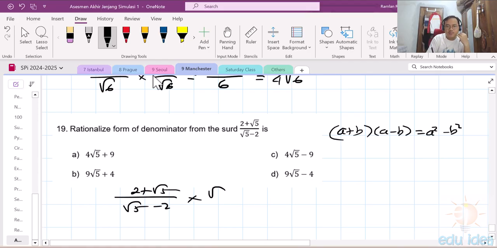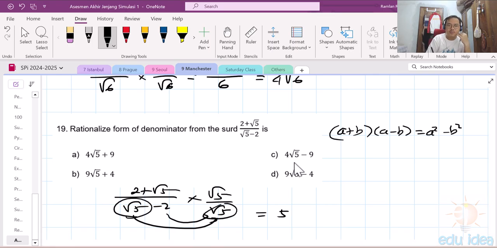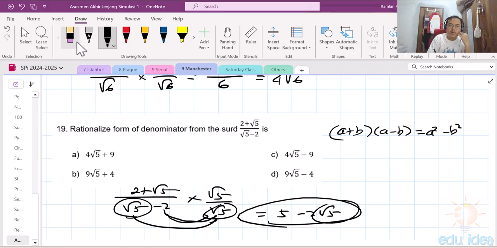Let's say we want to just multiply this by square root of 5 over square root of 5. Now let's focus on here first. If you multiply that with square root of 5, you're not just multiplying this guy with this guy, but you also need to multiply this with this guy. Square root of 5 times square root of 5 is 5, right? But if you multiply negative 2 with square root of 5, you will get another surd. So the point is, how do we remove that surd?